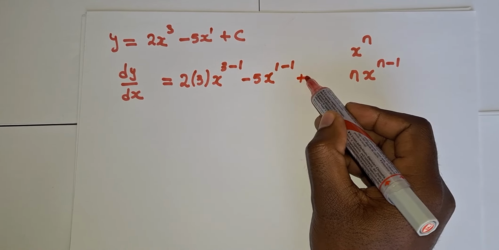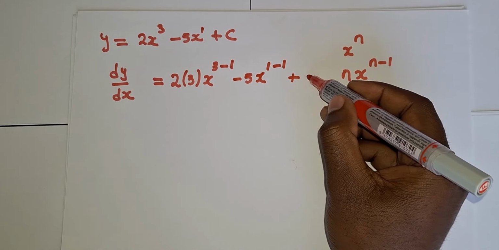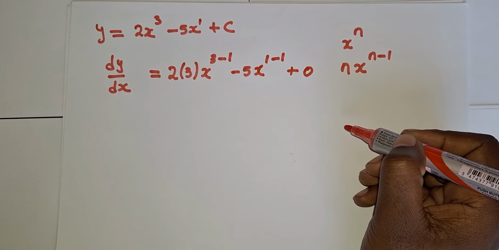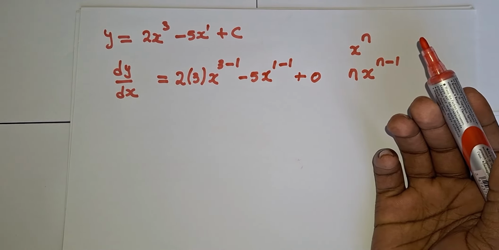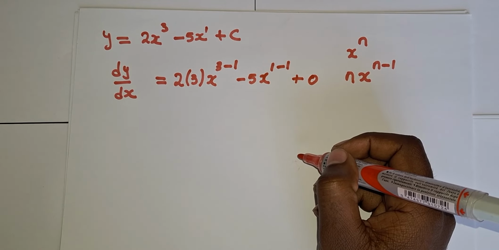Then we say plus, when we differentiate the constant c, we get 0 because it doesn't depend on x. As I mentioned, we differentiate with respect to x, and c is just a constant which does not depend on x. That means if we differentiate it, it will just give us 0.